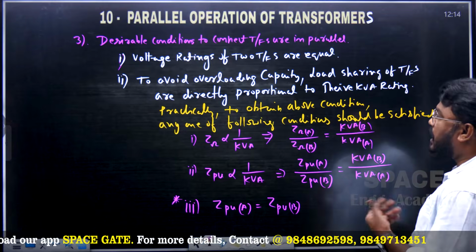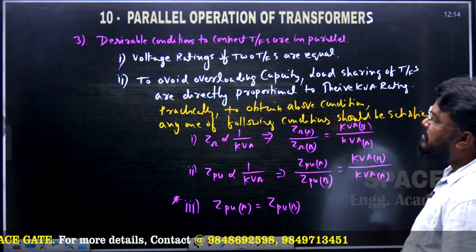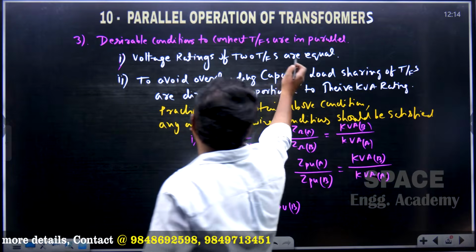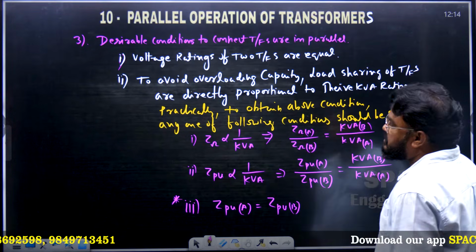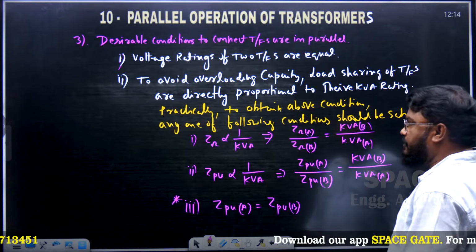Next, the third desirable condition is, so this is one: the voltage ratings of the two transformers are equal. To avoid overloading capacity, load sharing of transformers is directly proportional to their kVA rating.